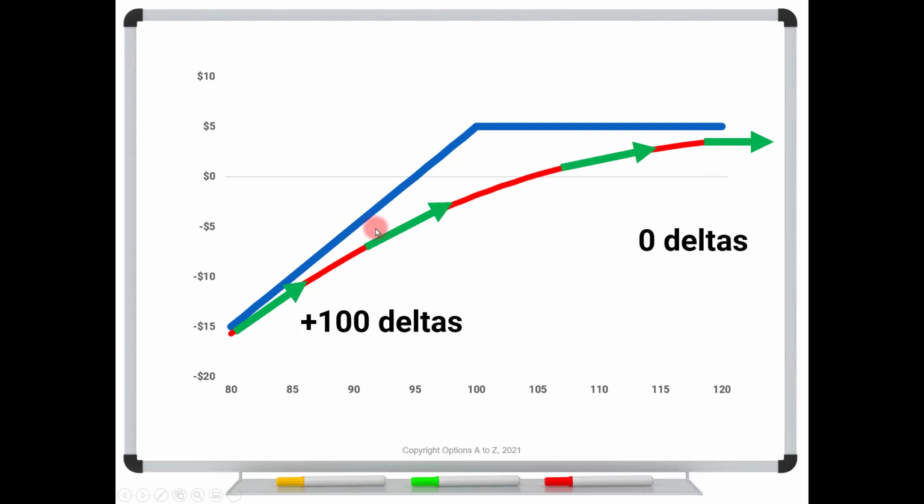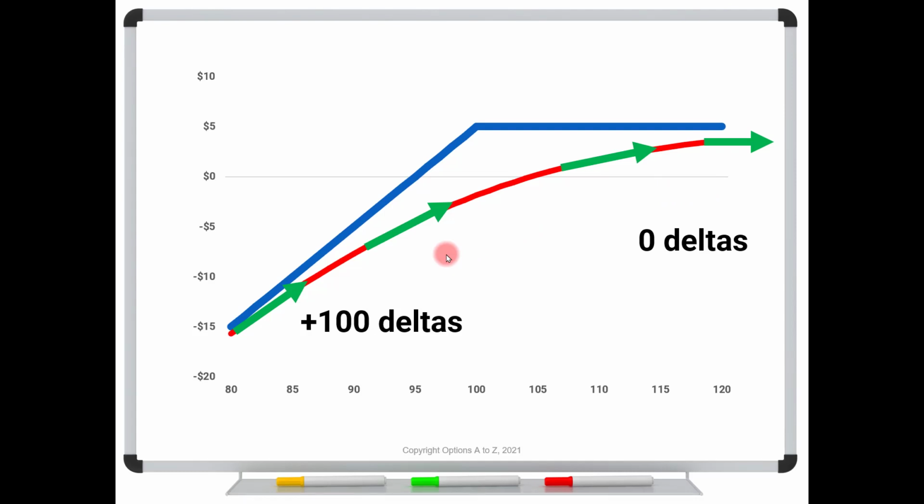And you can see that this red line looks a little bit like a frown. It's curving downwards if we look at it from the bottom side of the graph here. That's another way to tell that it's negative gamma, and that it will be subtracting deltas if the stock is up and adding deltas if the stock is down.